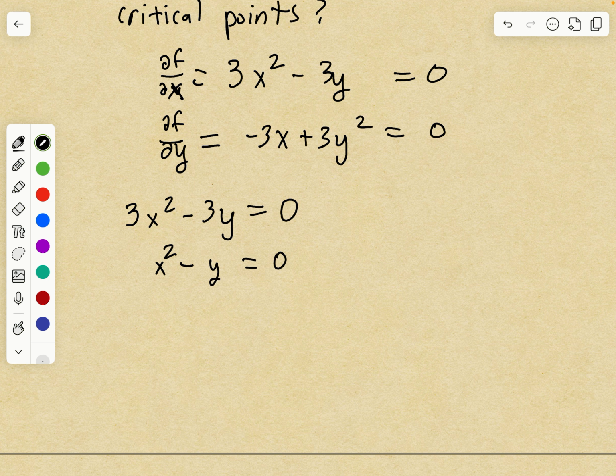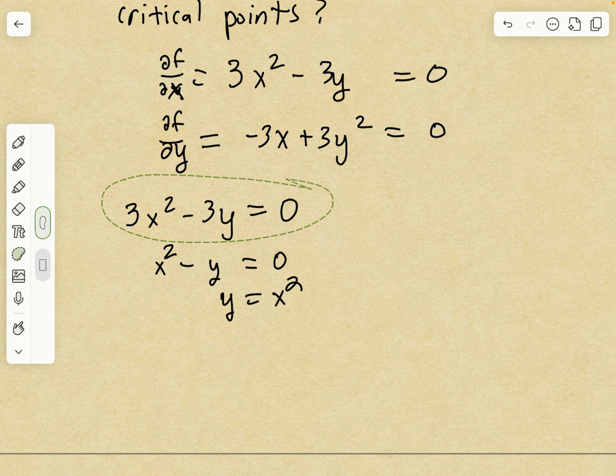So what does that tell you? What's the relationship between x and y? y is equal to x², right? Because you can just add y to both sides, you get y = x². So what can we do with that? This first equation just boils down to saying that y is equal to x². I mean, this first equation is like a fancy, hidden way of saying that y is equal to x².